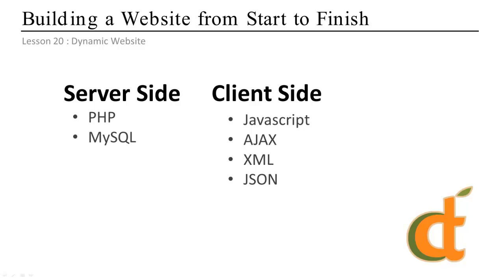Client side languages such as JavaScript, XML, and JSON, these are all kind of embedded within the browser. The browser knows how to read JavaScript and handle XML and JSON, etc., or at least most modern browsers do. And just to be clear, the client would be the user, whoever is looking at a web page. For instance, you're looking at YouTube right now to see this video. You would be the client. Your computer would be considered the client, whereas the server would be YouTube's server.